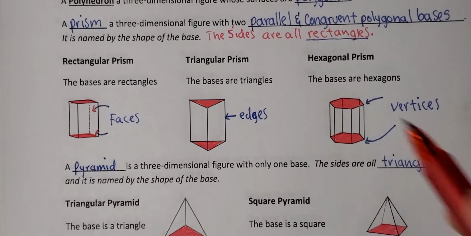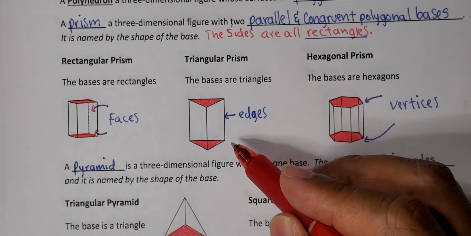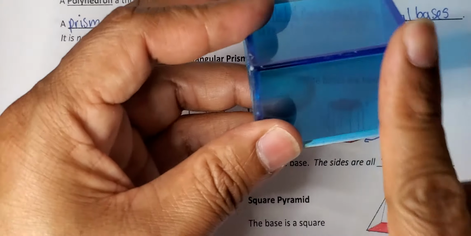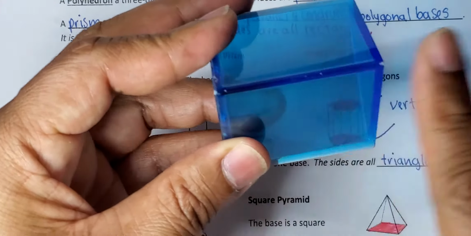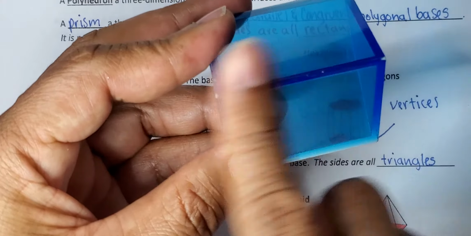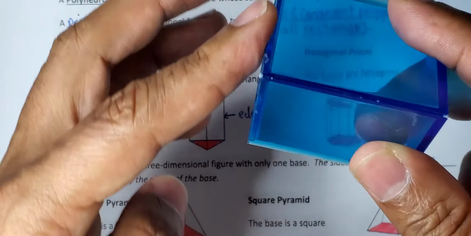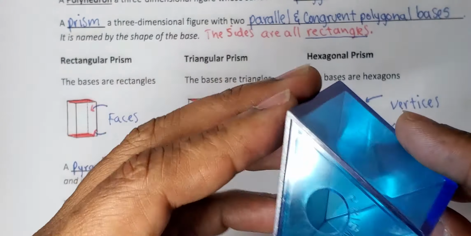The next one is the triangular prism. The bases are triangles. And for this one, I'm going to refer to the edges. So edges are all these places that I'm touching here. So this is an edge, another edge here. And you should also be able to count the edges and the faces of any prism.